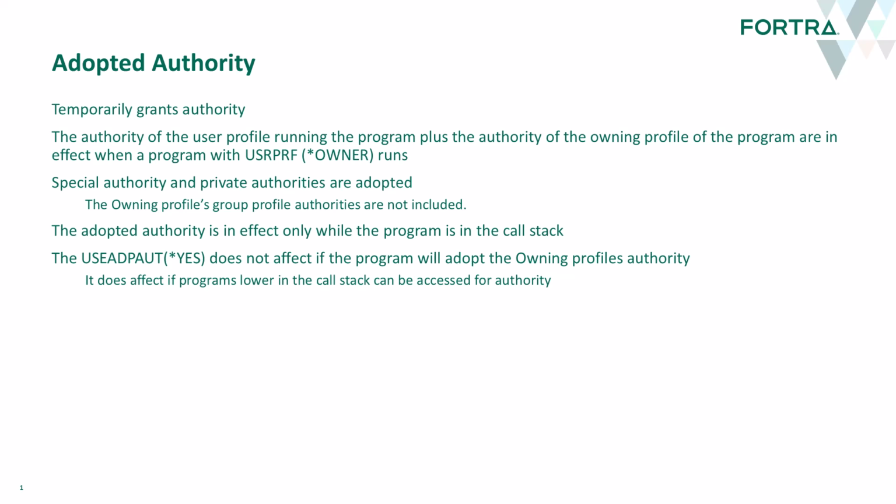So looking at a program, you would look at what the user profile is. By default, it will be star user. If it's adopting the owner's authority, it will be star owner. If the use adopted authority is also star yes, this means that that program can adopt authority from anywhere higher in the call stack. So that if there's a program higher in the call stack that's already adopted elevated authority, and now this program's going to execute something that requires that authority, it will have enough authority to complete that task.